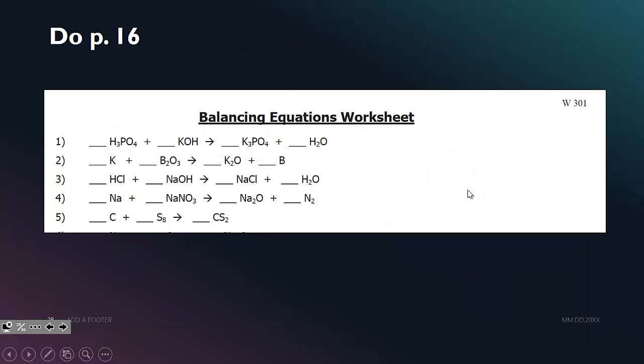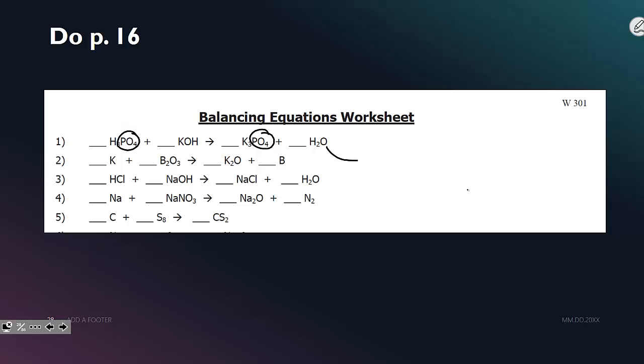As I said, you have lots of practice ahead of you. So on page 16, please balance all of the problems. Remember to keep your polyatomics together, right? So phosphate here becomes phosphate there. Don't try to balance phosphorus and oxygen separately. Just be like, I have one phosphate, and don't put the oxygen in with the other.